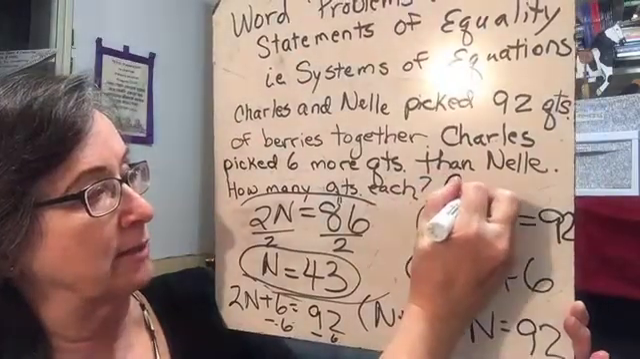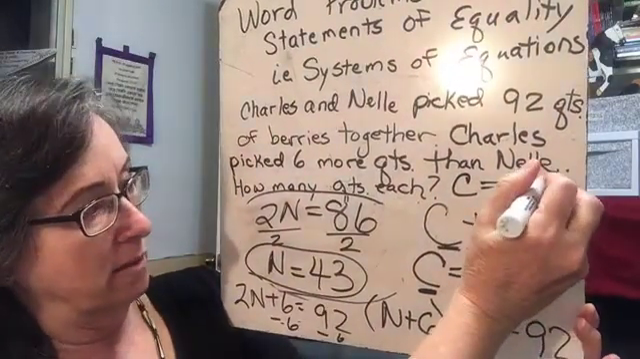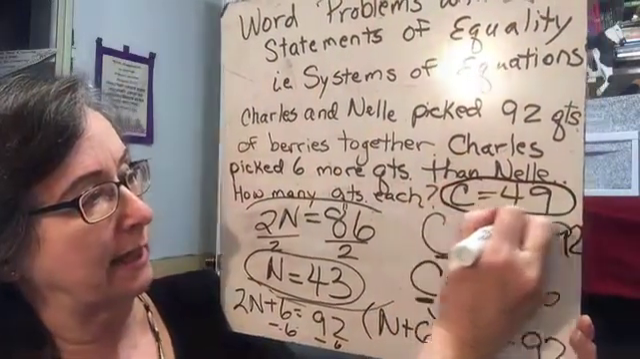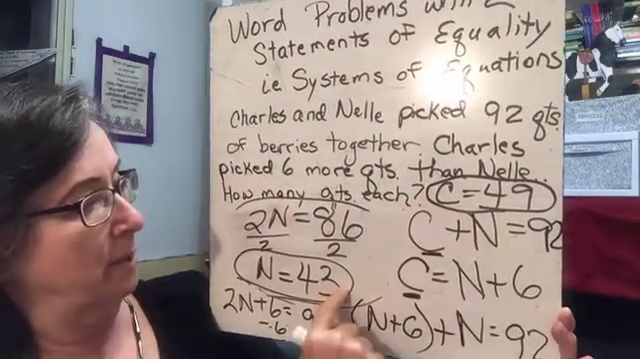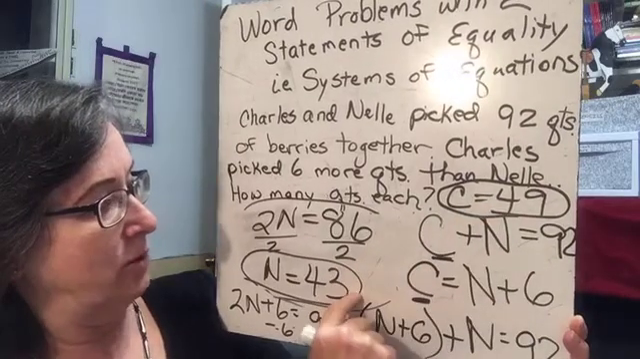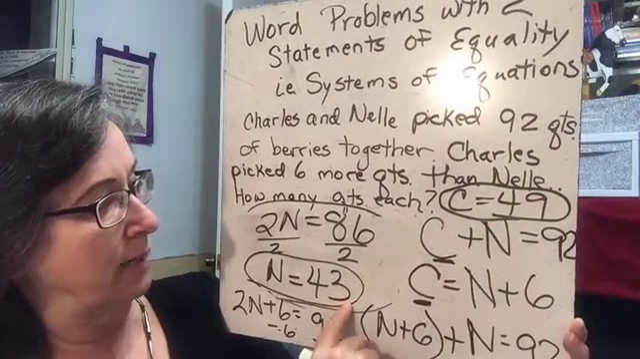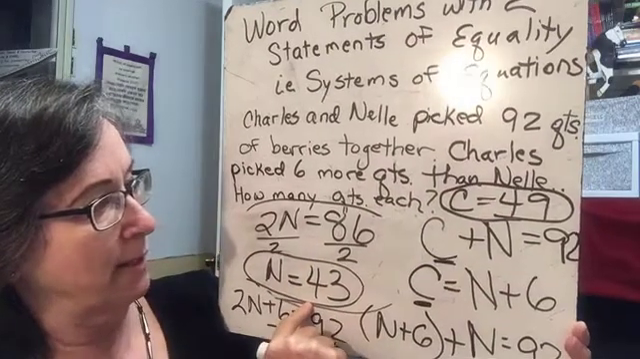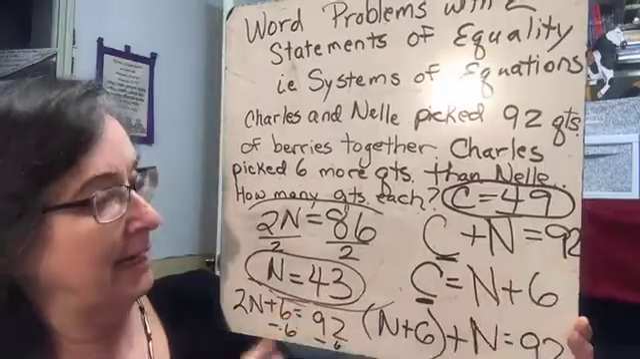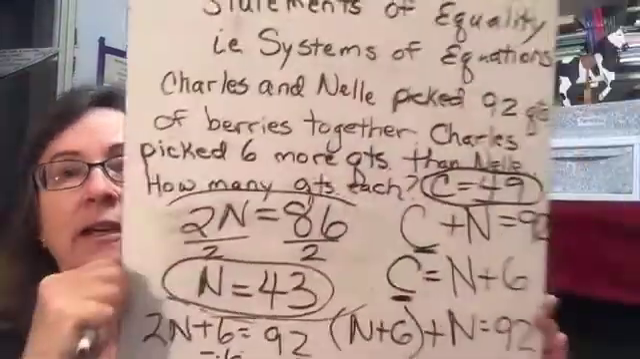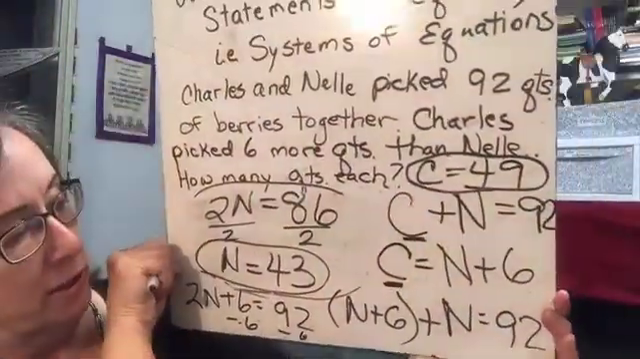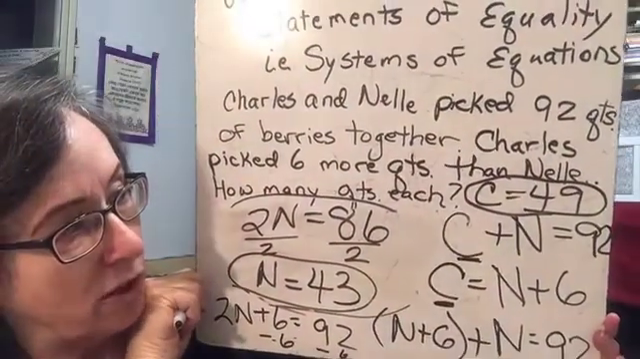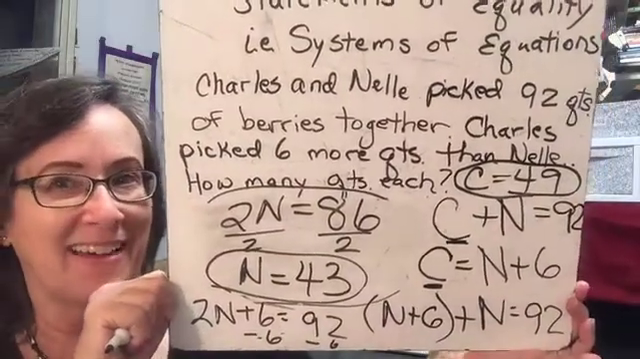So let's put Charles is 49 quarts because he's Nellie plus 6. And then let's do a quick compare and add these two together. 9 plus 3 is 12, which gives me the 2. Carry the 1. 4 plus 4 is 8, plus 1 is 9, and I get the 92 altogether. So we now know for sure that Nellie had 43 quarts of the 92, and Charles had 49 quarts of the 92.